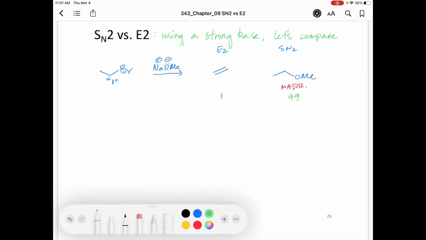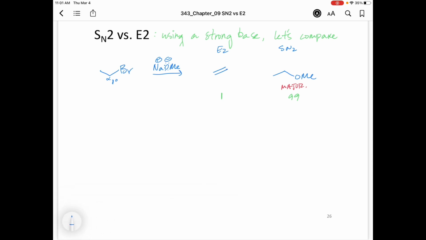All right, let's go through another example. What happens if we add one more carbon here? Here's our beta carbon, so we've got our alpha and beta. We didn't have anything else on the beta carbon. Alpha, beta. Now we have another carbon hanging out there. Does this affect the reactivity?